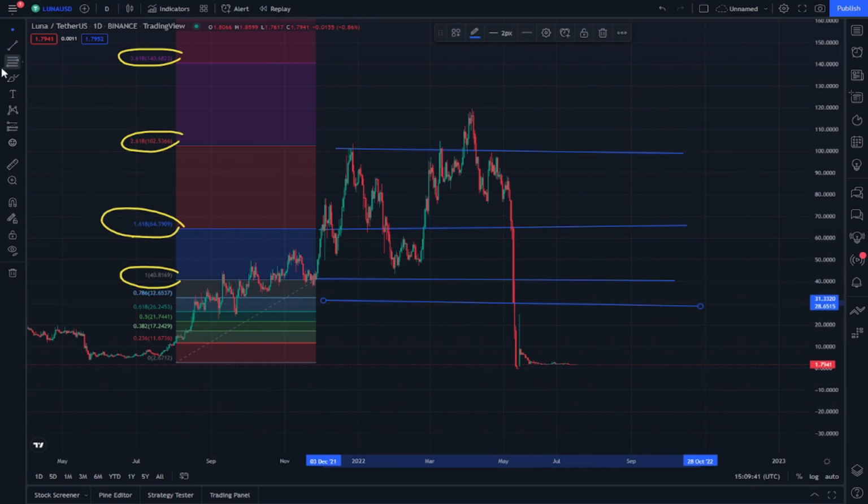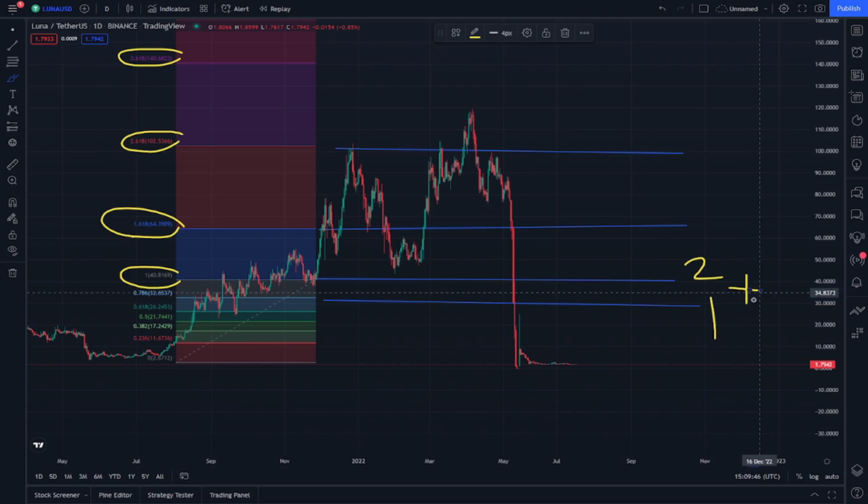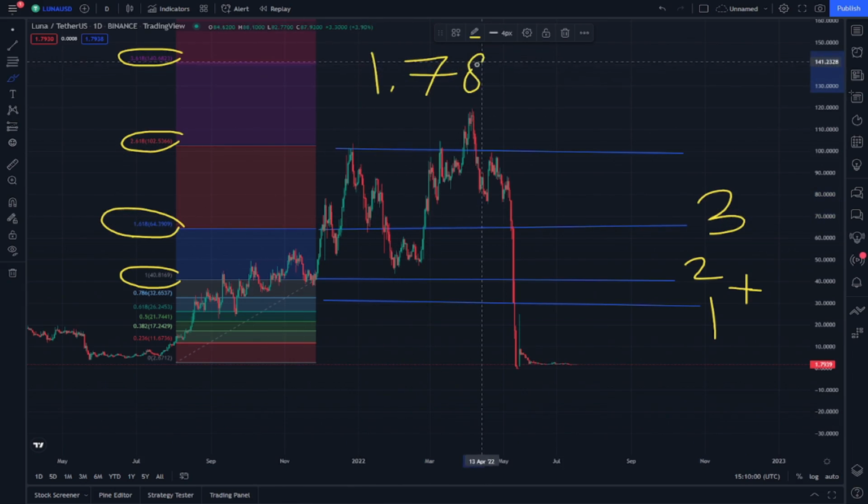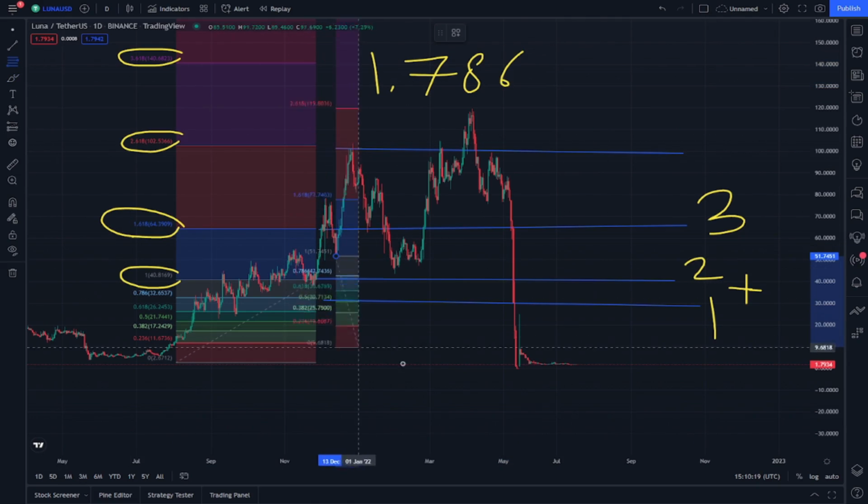If we say trend line number 1 and trend line number 2, if we make 1 plus 2, it will give us 3. It's 3, but it's above 3 a little bit, it should be the 1.786 Fibonacci. So it's a little bit above 1.618, and we should see that it went from here and here. We don't have a trend line. Okay, yes, we have another one.